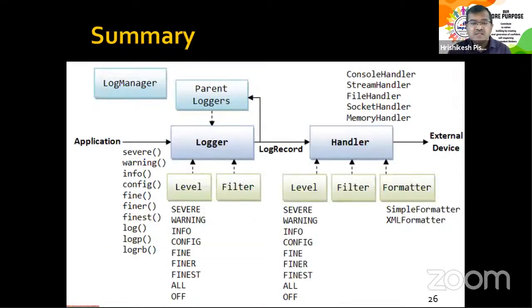So, summary: there is an application. Every application will have a logger. For every logger, there can be some parent logger, but we'll have to set the level. We'll have to optionally add a filter. When you talk about level, there are many different levels. When your application sends the message to the logger, the message could be any of these: severe, warning, info, config, fine, finer, finest, logp, logrb. There can be many different kinds of messages that can be sent to the logger.